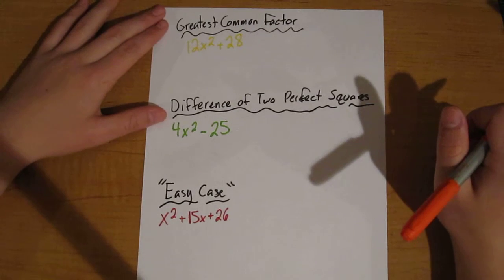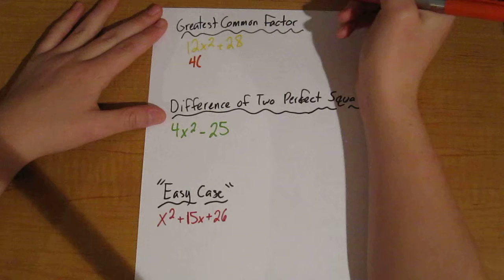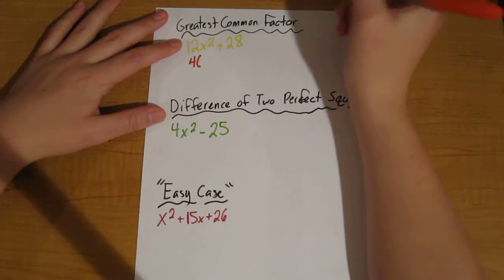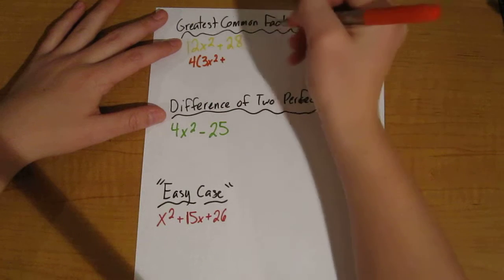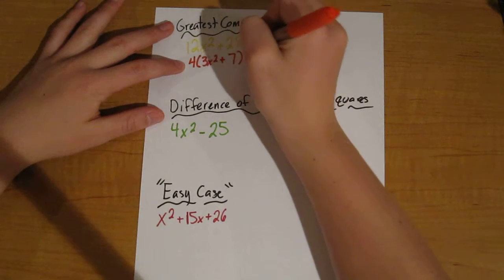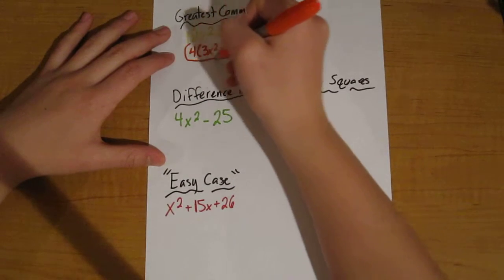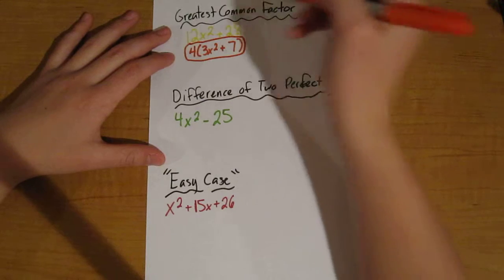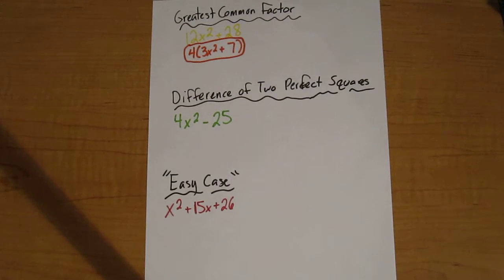The first number that comes to my mind would be 4. So we have 4 in parentheses. 12x squared divided by 4 is 3x squared. And then we're going to add the 28 divided by 4, which is 7. Alright, which would be your answer. Simple, right? And the difference of two perfect squares expression, you're just going to find the square root of each of the expressions.